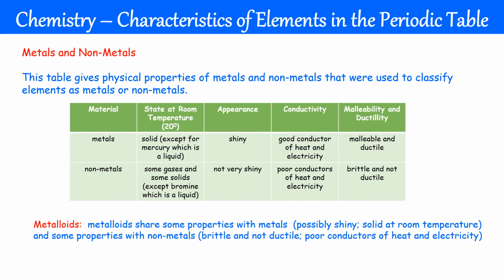Metalloids share some properties with metals, such as maybe being shiny and solid at room temperature, and some properties with nonmetals, such as being brittle and not ductile, and poor conductors of heat and electricity.